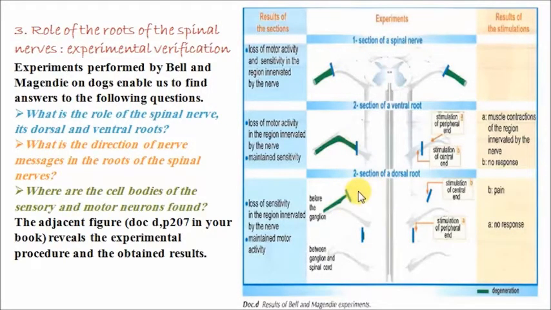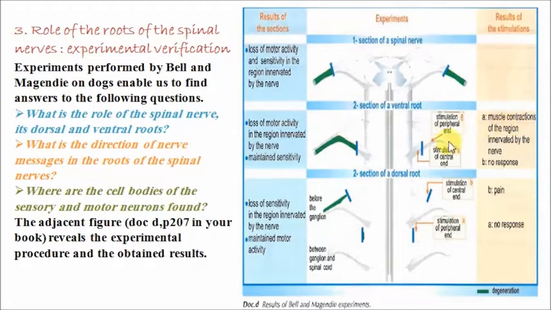The next experiment was to know the direction of the nervous message. Here in the ventral root, when we sectioned it, we observed that the peripheral end caused muscle contraction.